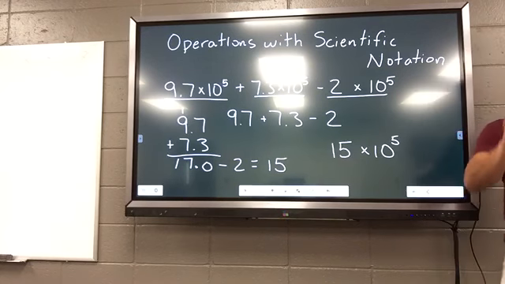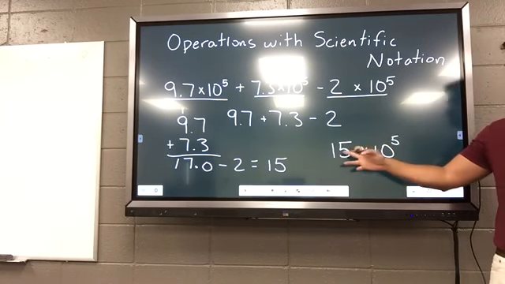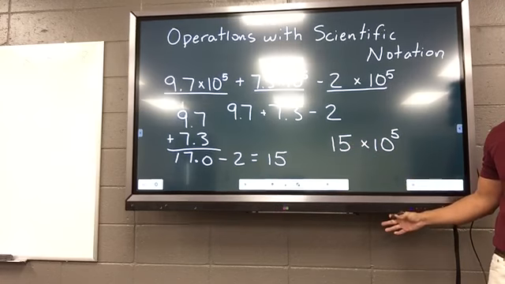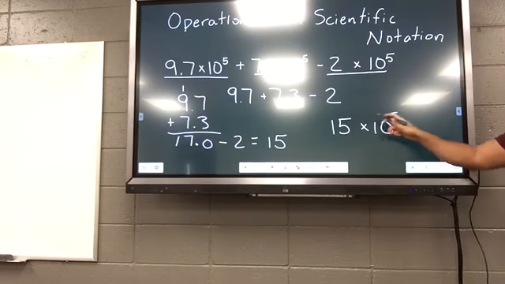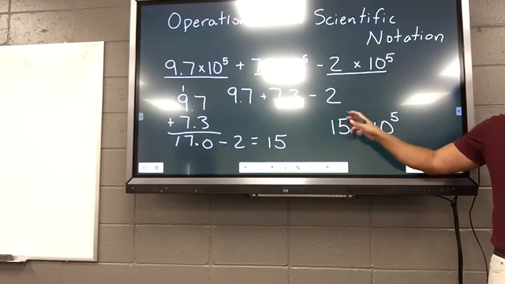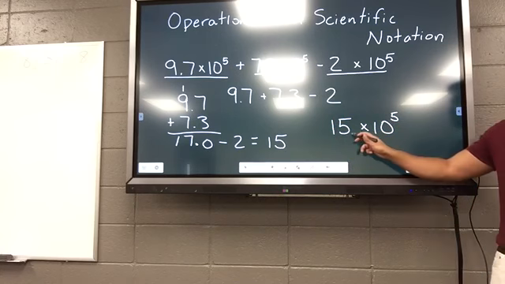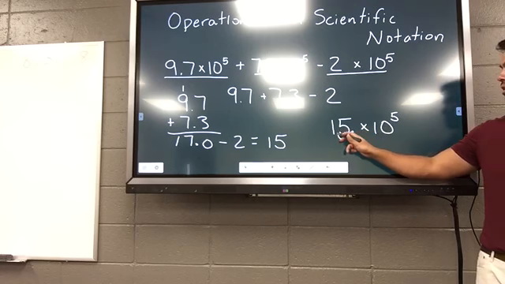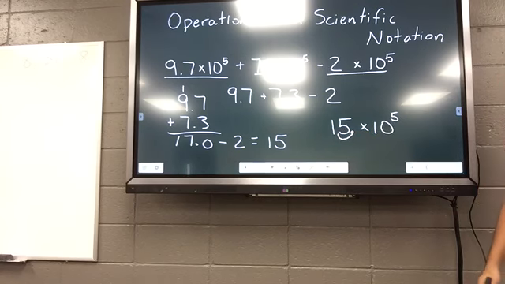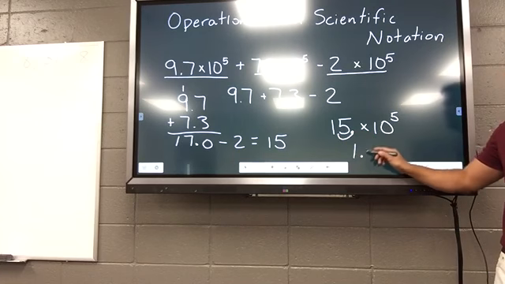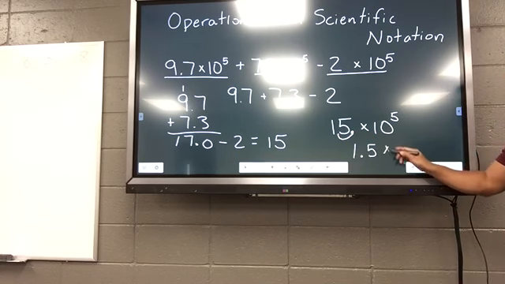1,500,000. Okay, listen carefully. It looks really close to scientific notation, but it's not. All right. Is 15 between 1 and 10? No. So I have to convert it to a number. Where's the decimal point? I got to move it here. So how many times? Once. So I get 1.5 times 10.